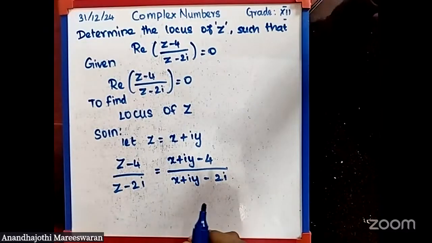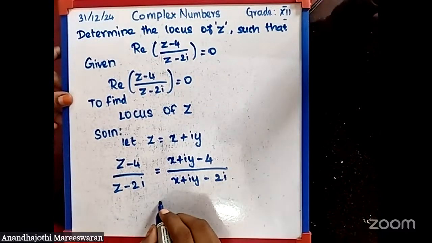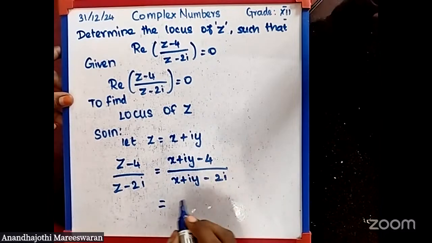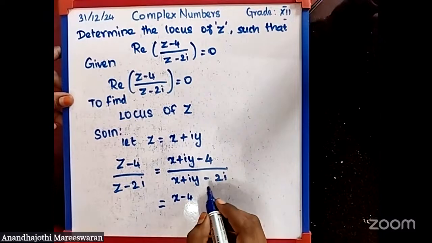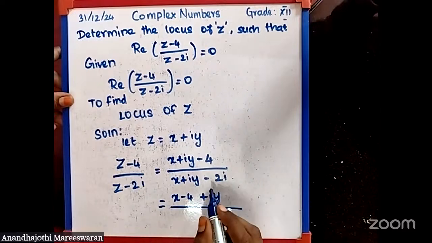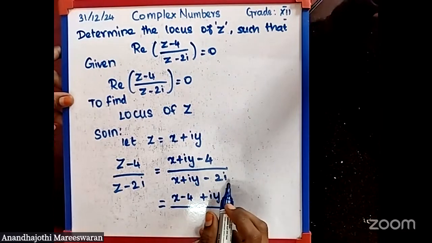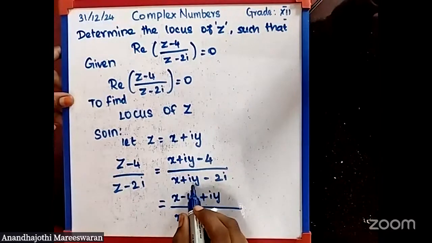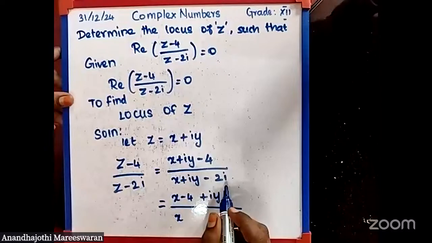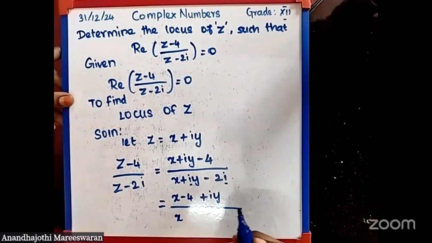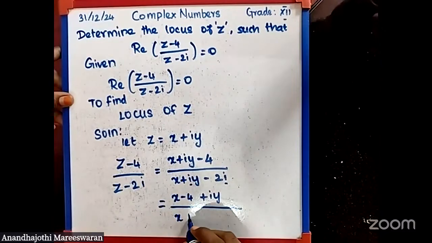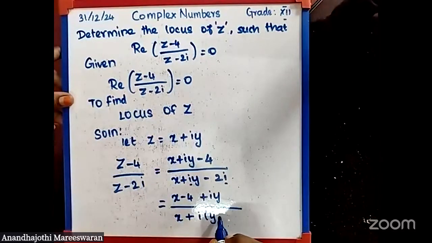Now I am going to separate the real part and the imaginary part. In the numerator, who is the real one? x minus 4. Who is the imaginary part? Plus iy. Likewise, we are going to do in the denominator. Who is the real one? x. These both are imaginary terms. I am going to take i in both terms as a common term. So x plus, I am going to take this i out, so i into (y minus 2).